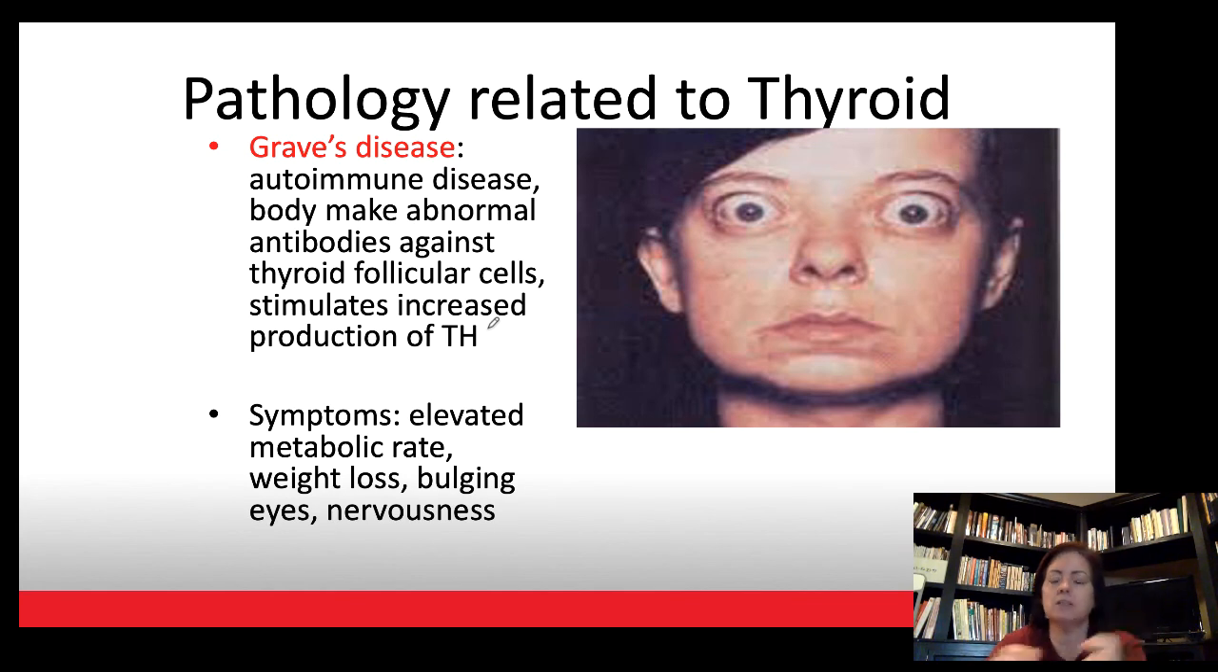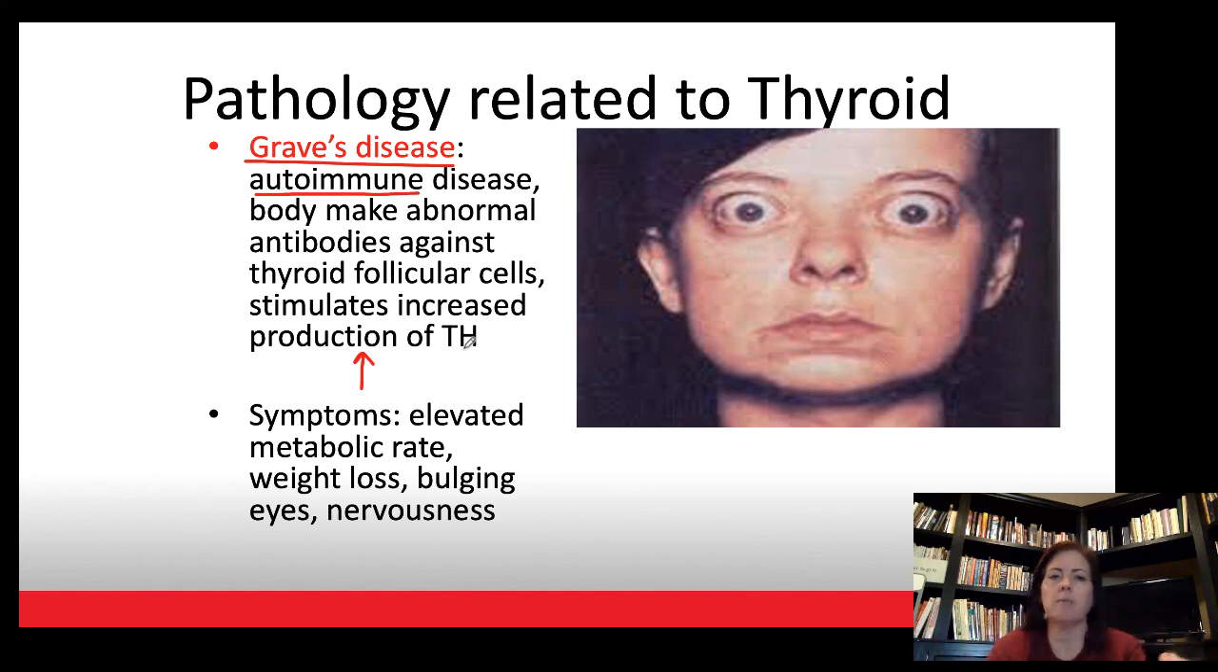And then our third pathology related to thyroid hormone is called Graves' disease. And this is basically a hyperthyroidism. This is an autoimmune disease where your own body makes antibodies against your thyroid follicular cells. And the follicular cells are the cells that produce thyroid hormone. So those cells end up being overstimulated and we have increased production of thyroid hormone. So these guys have much higher amounts of thyroid hormone.